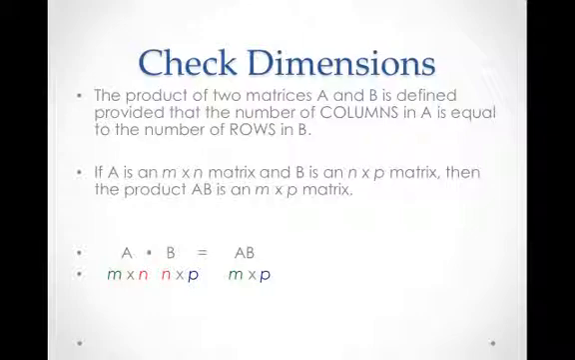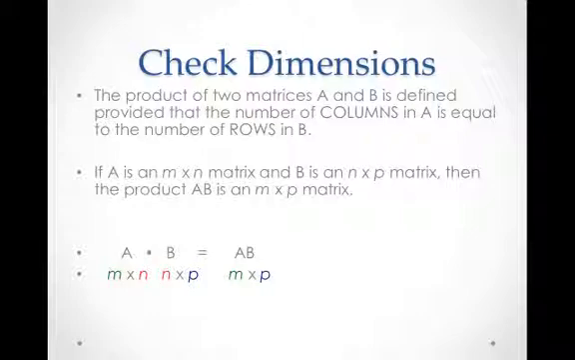All right, first of all, let's talk about when it's defined, because it's not always defined. You can't just take any two matrices and multiply them together. The product of two matrices A and B is defined provided that the number of columns in A is equal to the number of rows in B. So if A is an M by N matrix and B is an N by P matrix, then the product AB is an M by P matrix.